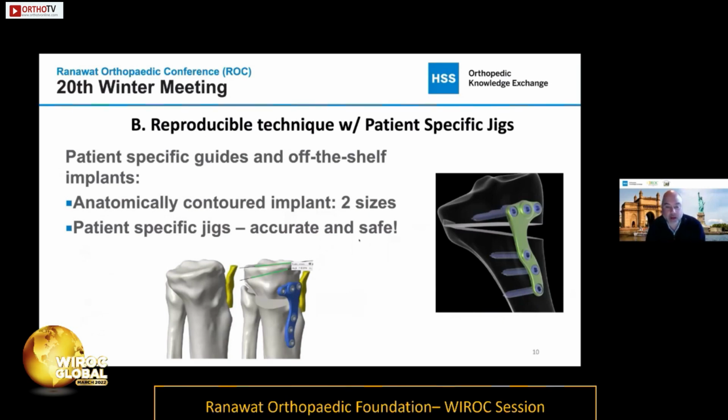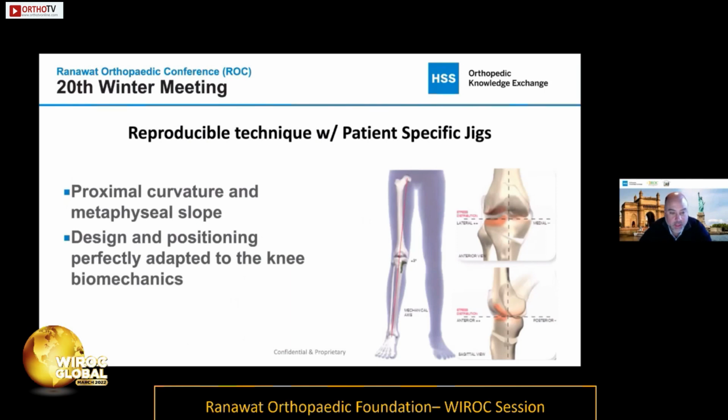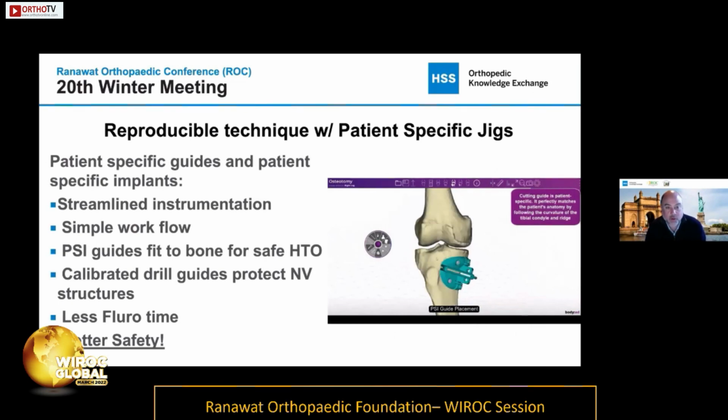So what about patient-specific? We talk about templating, but now we're talking about patient-specific jigs and patient-specific implants. These are anatomically contoured plates, so we have much smaller plates with definitely rigid fixation and locking screw technology, and you have your screw size and everything preoperatively planned, so it's really efficient, and the plates are really contoured to the bone. Whether they are contoured plates or patient-specific plates, they are superior to just off-the-shelf implants.